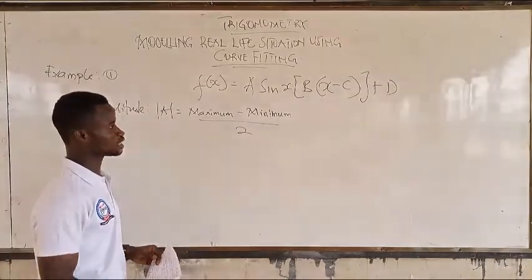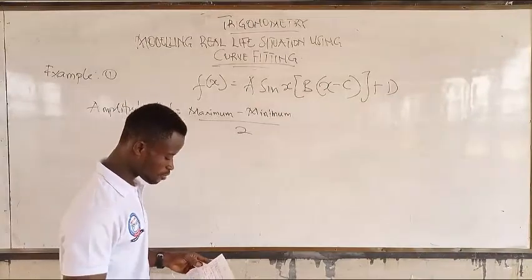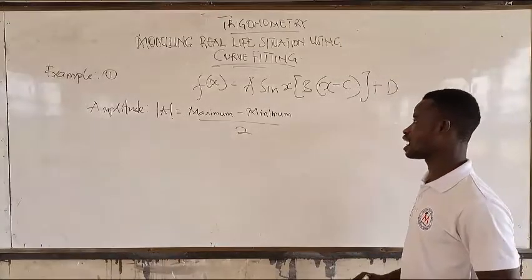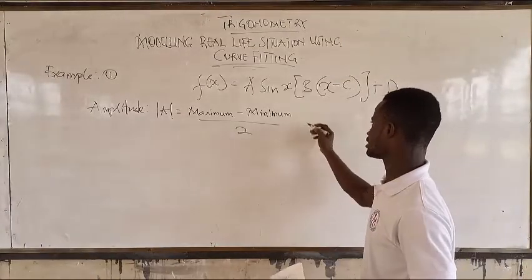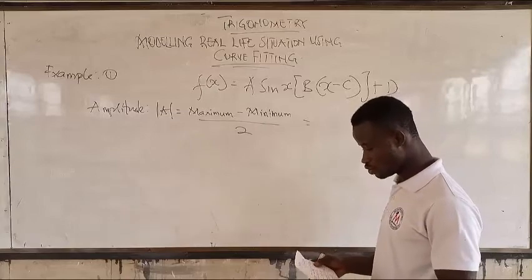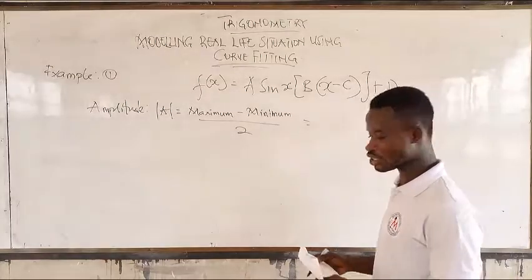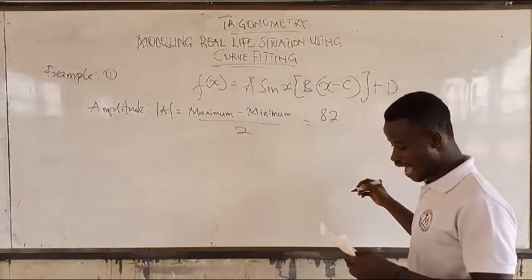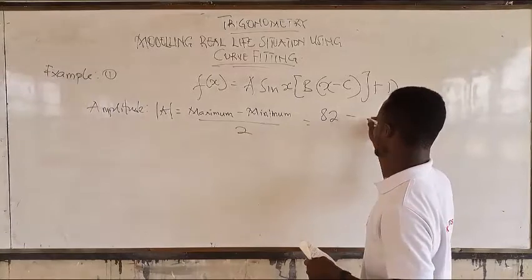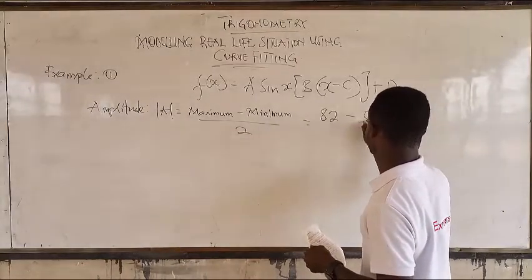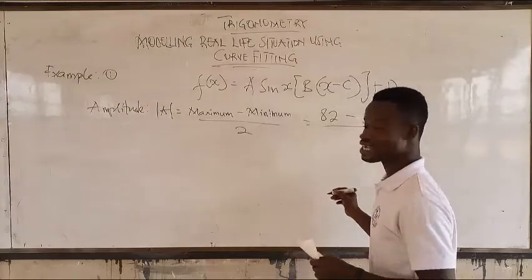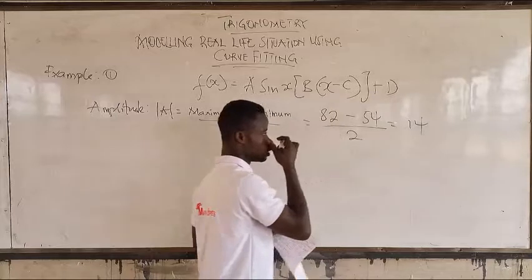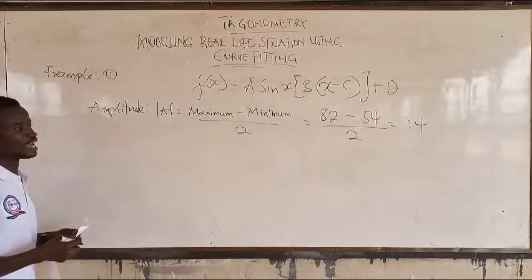So you go back and check the table where we recorded the highest value of the temperature for that month. So you can see that the highest temperature recorded is 82, which was in the month of July, minus the minimum, which is 54, and that is in the month of January, over 2, and this is going to give you 14. So that is how we get the amplitude.